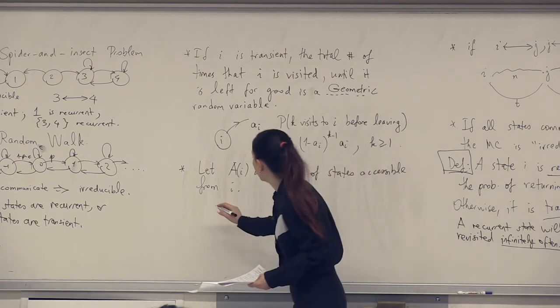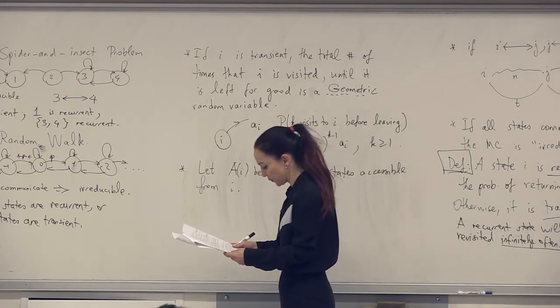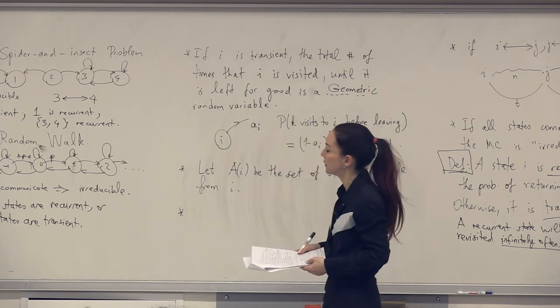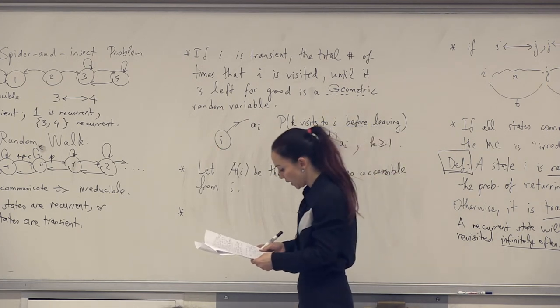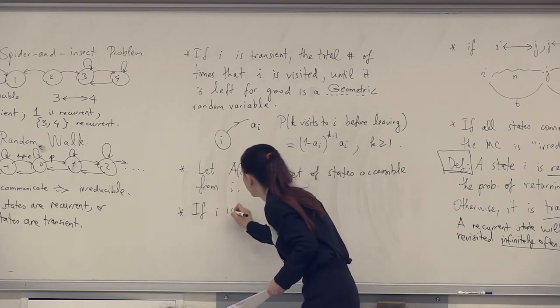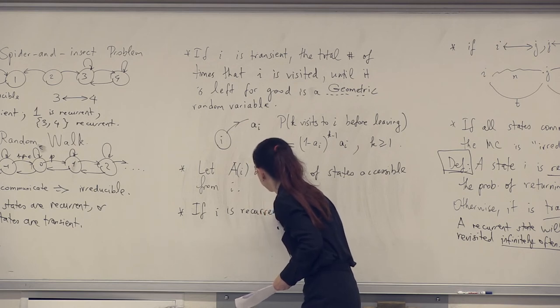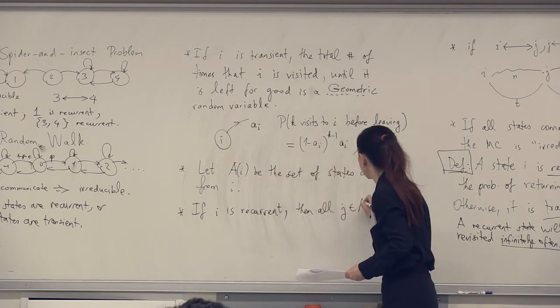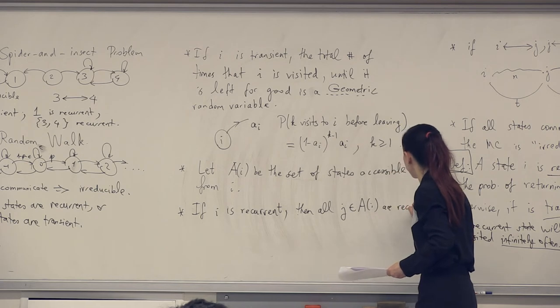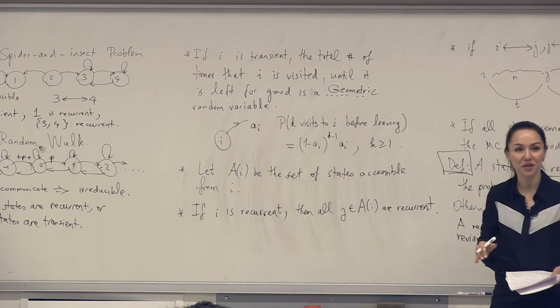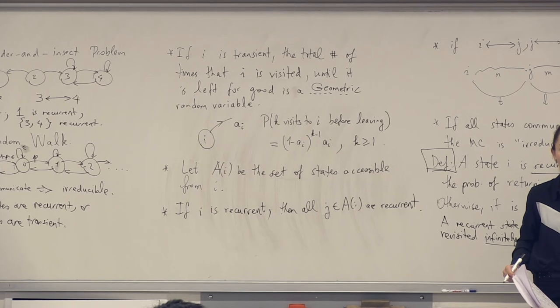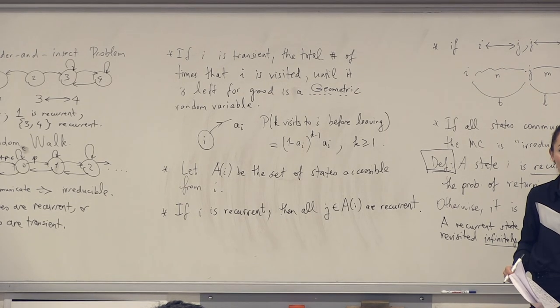All right, so here is a result that I want to show. And this is quite important. It's going to shed light on our further characterization of these states. If i is recurrent, then all j in the set A(i) are recurrent. If i is recurrent, every other state I may reach from i should also be recurrent. This is interesting because I didn't say communicate. I said reach. Why is this true?